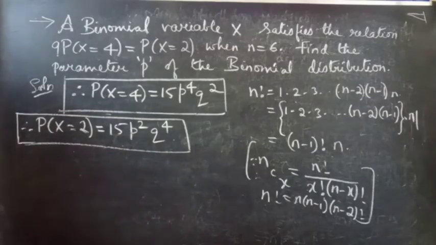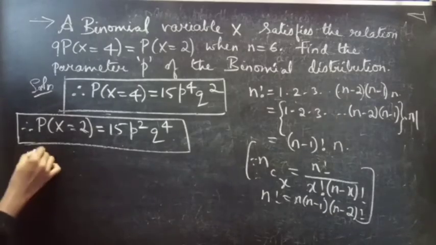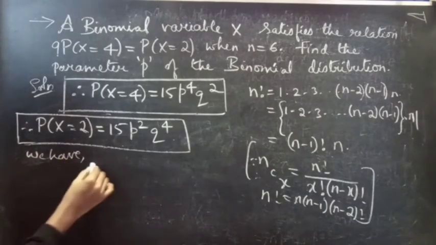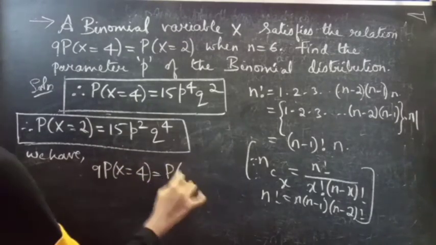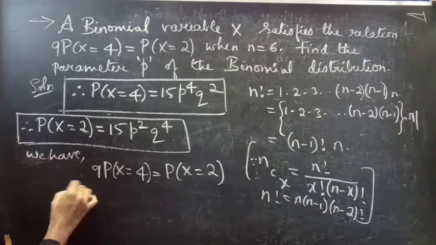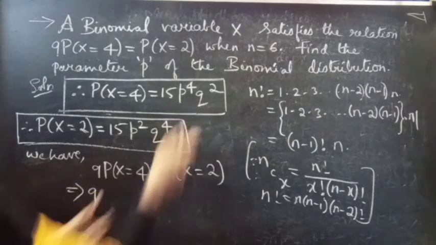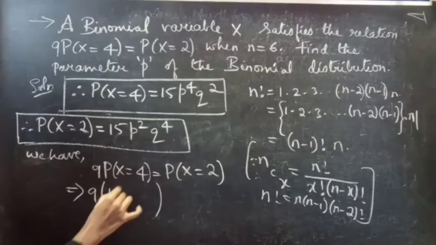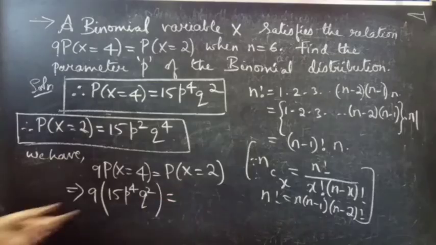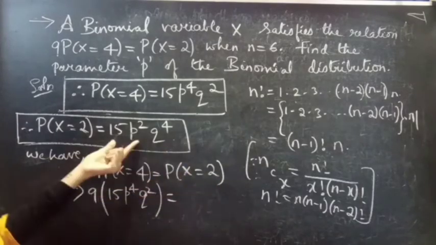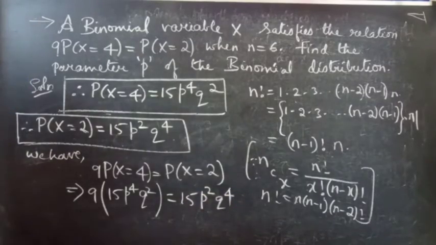So now we can use the given relation. Since we have 9 into probability of X equals 4 equals probability of X equals 2, now substitute probability of X equals 4. You can replace this. We'll get 15 p power 4 into q square equals probability of X equals 2, which is 15 p square into q power 4.